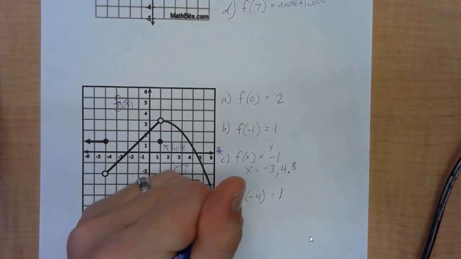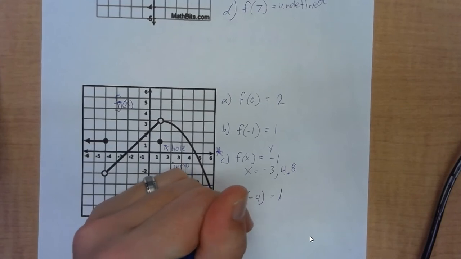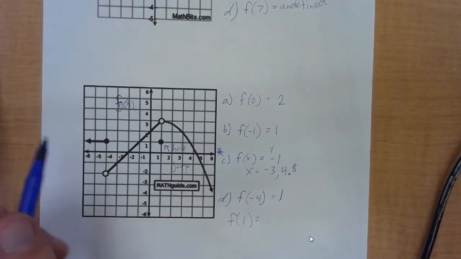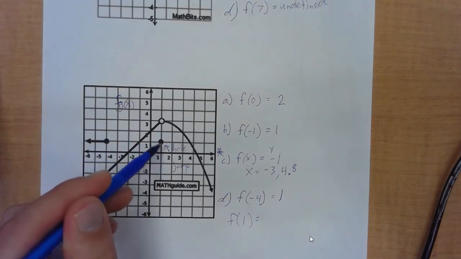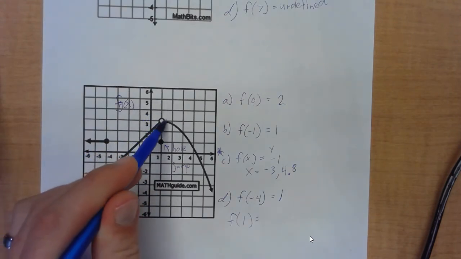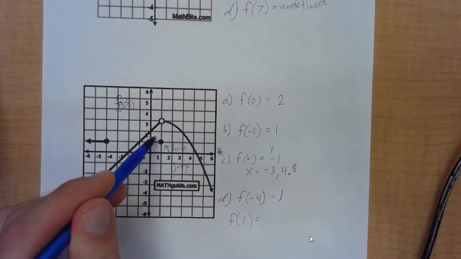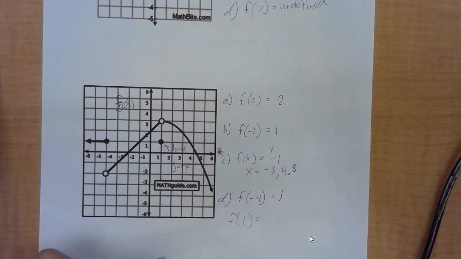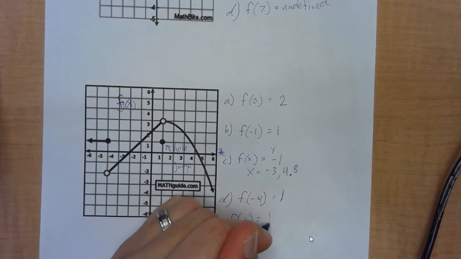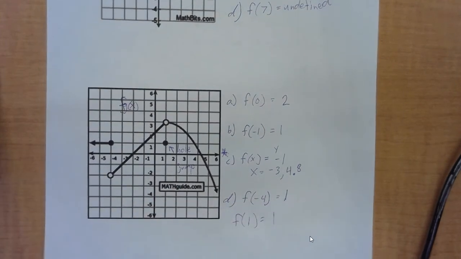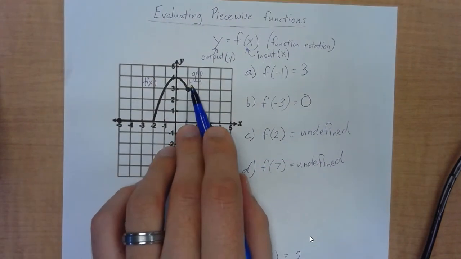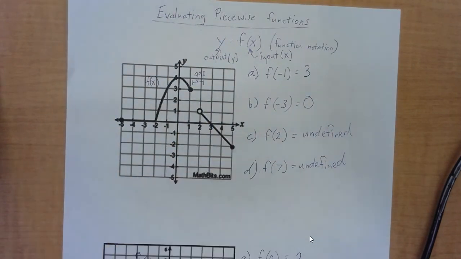And then real quick, if I add on another question, if I want to know what f of 1 is. When x is 1, then the function is not right here. It's actually a few spaces away where y is also 1. So just watch out for any jumps or any gaps. We're just looking for which function is defined at the certain x value.